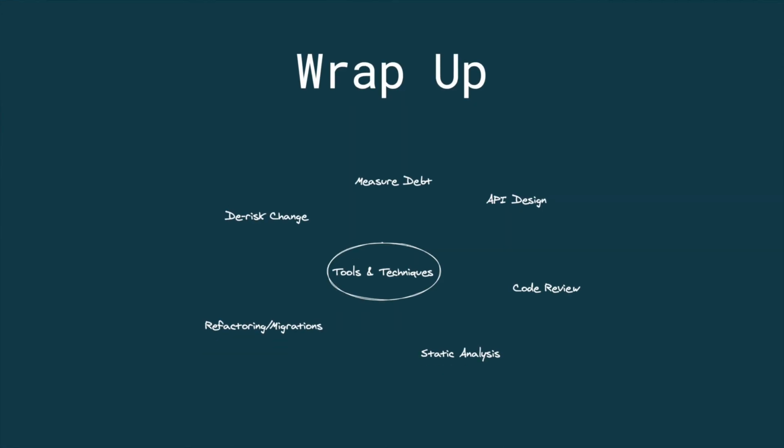So to wrap this up, there's a lot of different tools and techniques that you can use. We've covered measuring your debt to start out. We've covered API design, code review, static analysis, refactoring and migrations, and ultimately de-risking changes if all else fails. We hope that you can take these tools back to your code base and apply them. Like we said, they're not rules, they're just guidelines. A lot of these are not useful for everything, but whenever you run into a situation where they help, they can make a world of difference.